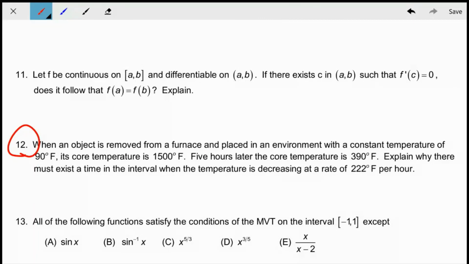What you'll find when we look at the applications is that most of the time, the answers to these questions are pretty intuitive. If you think through it, you kind of know that it's true. The mean value theorem will give us a way to mathematically justify that what we're intuitively thinking is actually true.